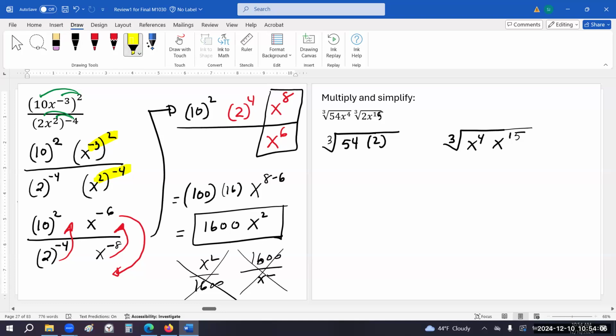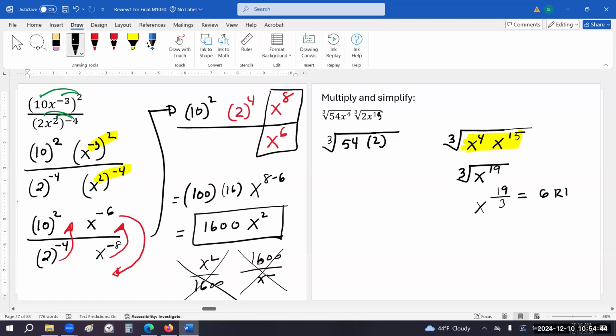Now let's work with the variable. In multiplication, what do we do with the powers? Add them. So what do we have? x to the 19. And then we rewrite as a fraction. What goes on the top? What goes on the bottom? 19 over 3. And then we divide. 3 goes into 19 how many times? 6 times with remainder 1.